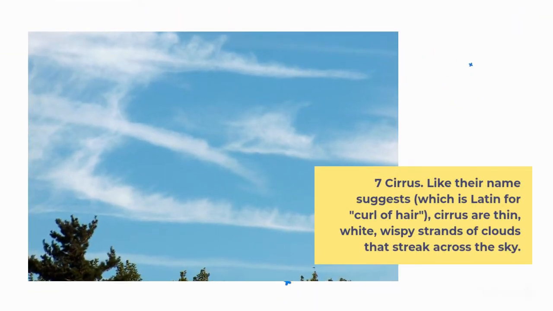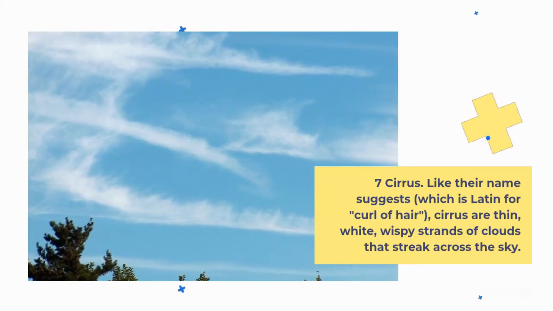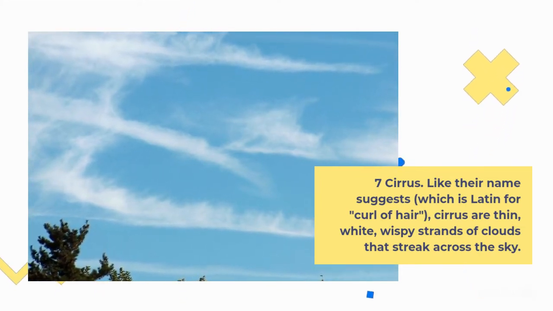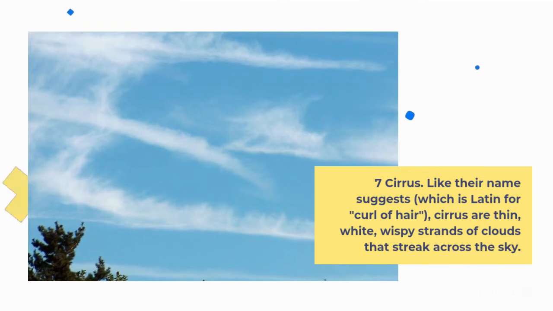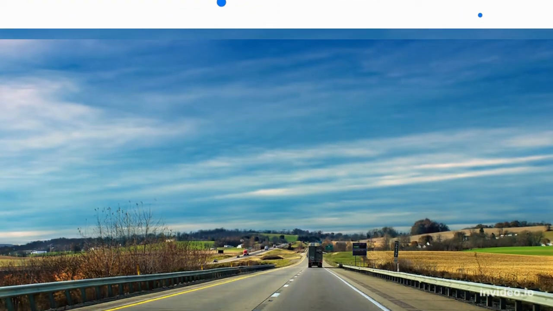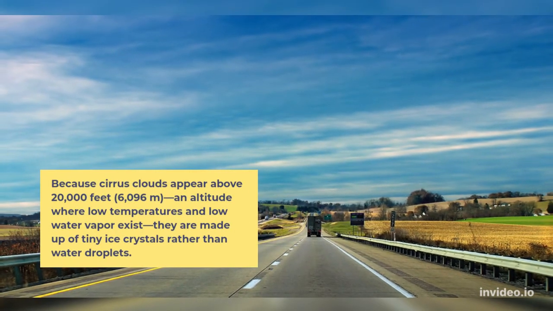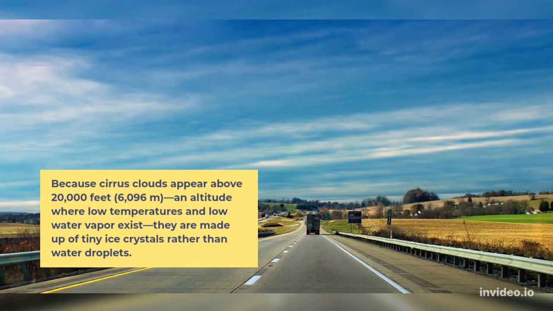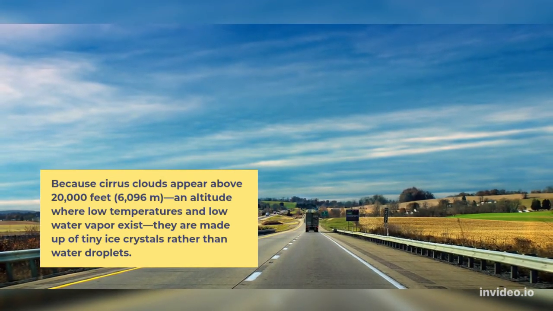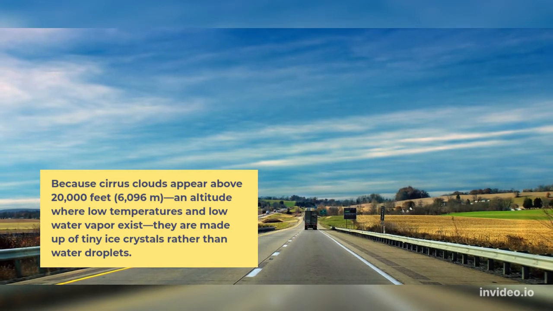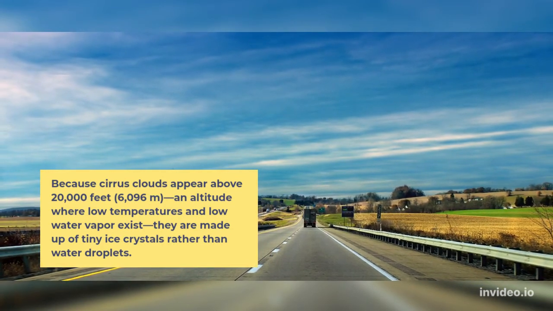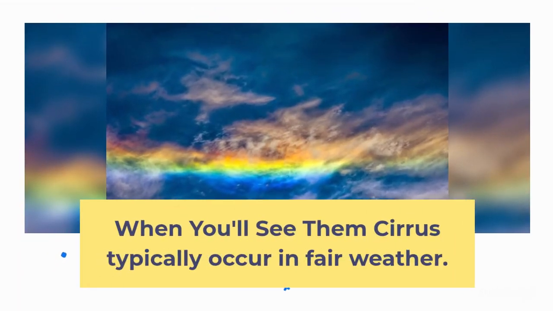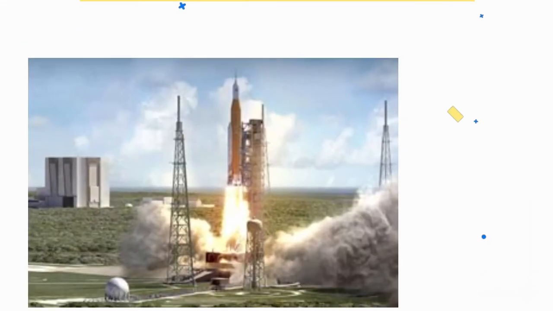7. Cirrus. Like their name suggests, which is Latin for curl of hair, cirrus are thin, white, wispy strands of clouds that streak across the sky. Because cirrus clouds appear above 20,000 feet, 6,096 meters in altitude, where low temperatures and low water vapor exist, they are made up of tiny ice crystals rather than water droplets. When you'll see them: cirrus typically occur in fair weather.